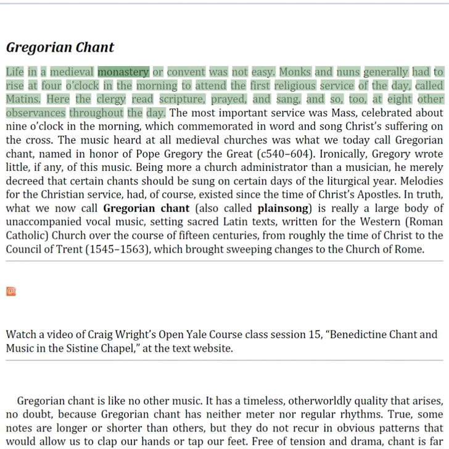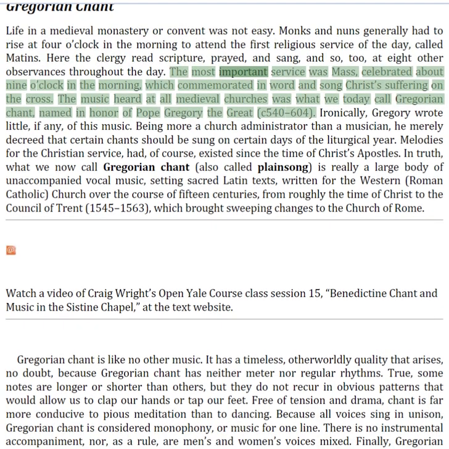Life in a medieval monastery or convent was not easy. Monks and nuns generally had to rise at 4 o'clock in the morning to attend the first religious service of the day, called matins. Here the clergy read scripture, prayed, and sang, and so, too, at 8 other observances throughout the day. The most important service was Mass, celebrated about 9 o'clock in the morning, which commemorated in word and song Christ's suffering on the cross.